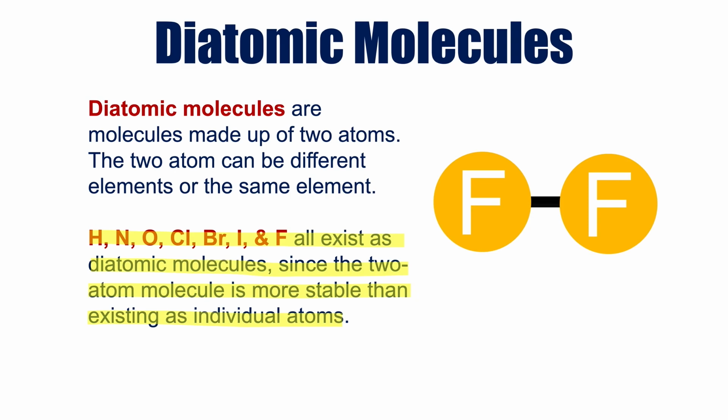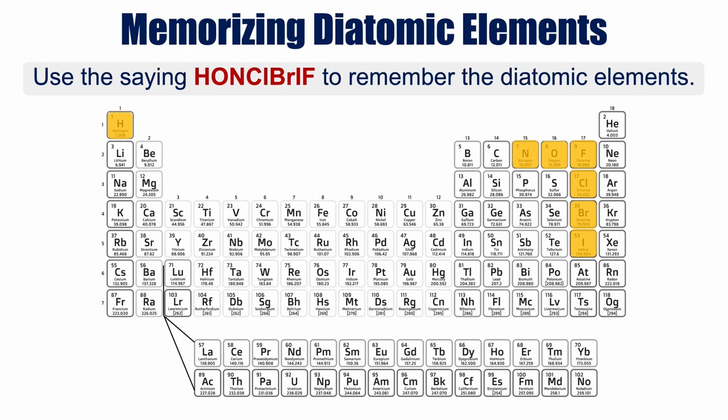So a key thing is you have to know which elements exist in these diatomic formats. The first way is you can know their placement on the periodic table. Hydrogen is by itself. The other elements make an L shape in that corner right there. Or you can remember the saying HONClBrIF: hydrogen, oxygen, nitrogen, chlorine, bromine, iodine, and fluorine are the 7 elements that, when they're by themselves, exist in this diatomic format.